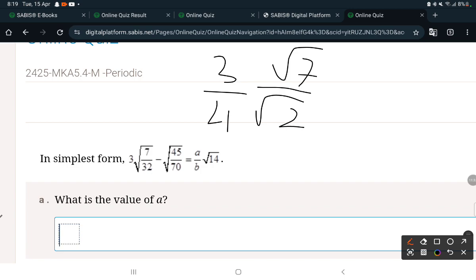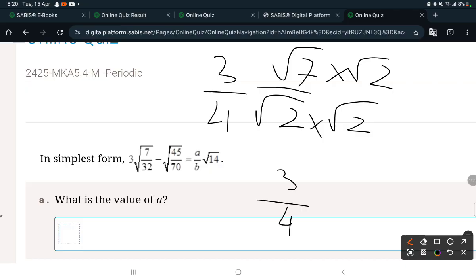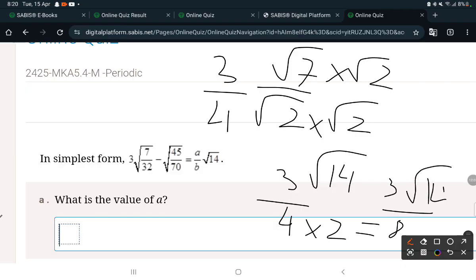And now, as all of you guys know, we need to rationalize the denominator. We can't just have an irrational denominator and leave the fraction like that. So we're going to multiply by radical 2 up and down. It's going to be 3 over 4. Radical 7 multiplied by radical 2 is radical 14. Radical 2 multiplied by radical 2 is just going to be 2. When you take it outside the radical, it's multiplied. So 4 multiplied by 2 is 8. And we have 3 radical 14. So you're going to get 3 over 8 radical 14 for the first one.